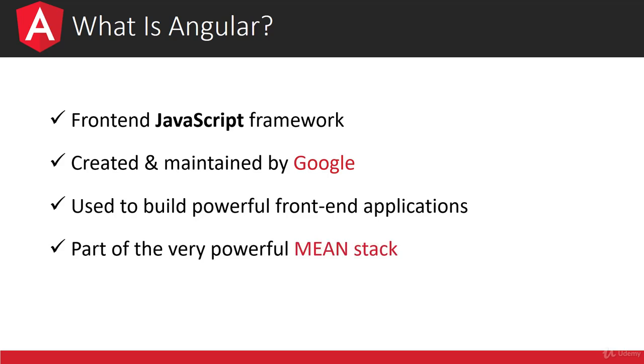So Angular is also part of the very popular MEAN stack, which stands for MongoDB, Express, Angular, and Node.js. MongoDB is a very powerful and scalable NoSQL database. Express is a backend framework, and Node.js is a JavaScript runtime that uses the Google V8 JavaScript engine. So it's essentially JavaScript on the server. And all of these technologies combined make for one of the best stacks to build web applications on.